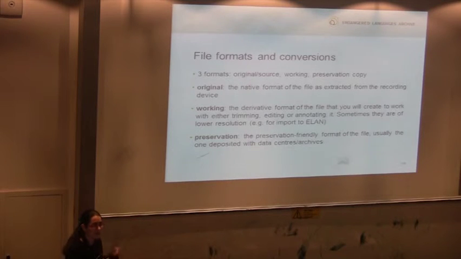You can have more than one working version of the same file, but you will only have one original. You need to make sure you keep that original and can go back to it just in case something happens. And for your working versions also, make sure you have the one that looks best. So if you were working on trimming it, keep the trimmed version somewhere safe and then carry on doing more work on it. And finally, the preservation copy is the copy that usually the archive will get, but it will be your best version of your working copy converted into a preservation-friendly format. I'm going to talk about preservation-friendly formats in a minute.